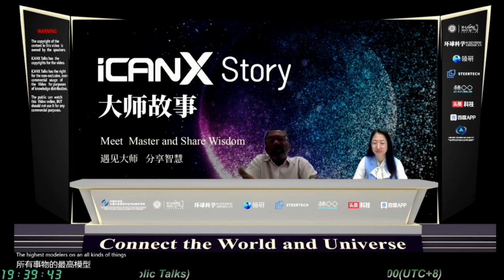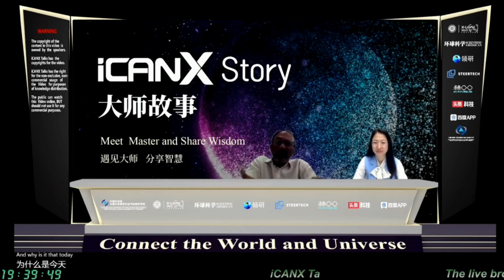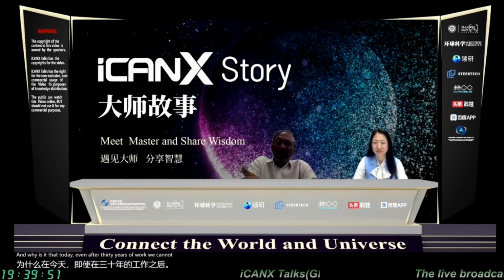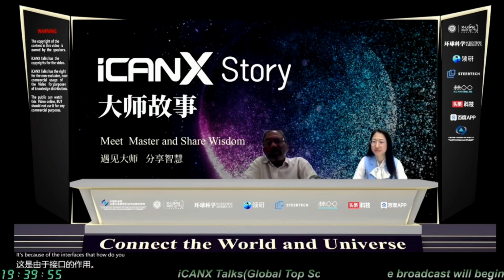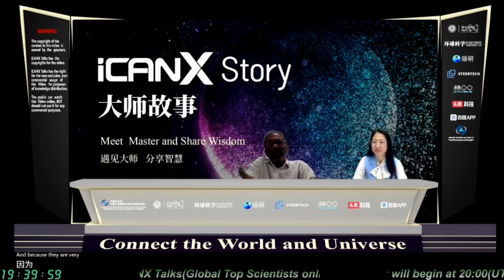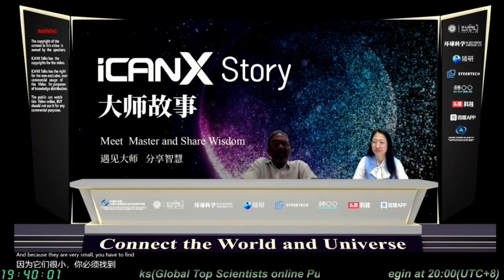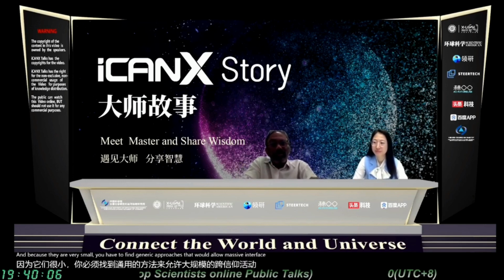But the problem arises when you start putting things together, let's say to make a fiber. Why is it that today, even after 30 years of work, we cannot get a super fiber from nanotubes? It's because of the interfaces. How do you manage the interface? How do you really connect these things together? And because they are very small, you have to find generic approaches that would allow massive interface engineering.